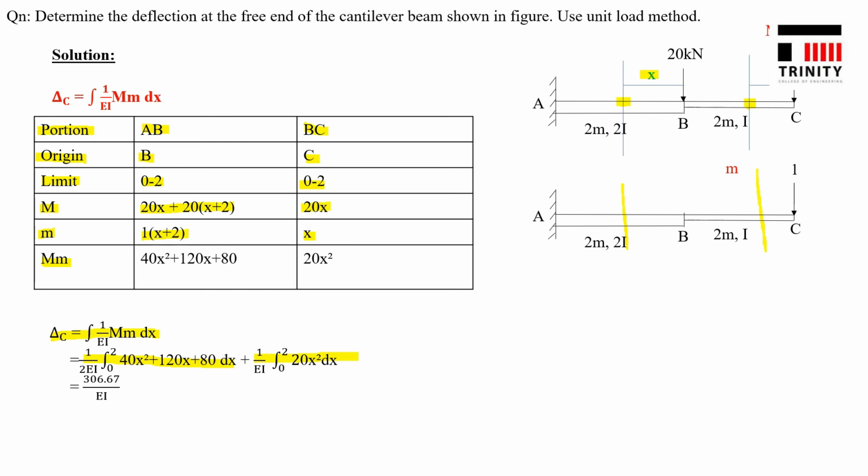By integrating, you will get delta C is equal to 306.67 by EI. So, by using unit load method, deflection at any section of a statically determinate structure can be calculated by using the above explained procedure.